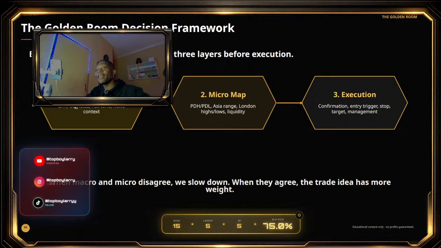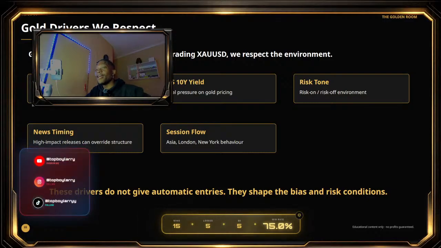And then you have macro bias. This is where we'll be checking the dollar index, US yields, tone, news, and context. Micro map: previous daily high, previous daily low, Asia range, Asia high. Execution: confirmation, trigger entries, and all those good things. The Golden Room has all of these. This is where we get into detail and teach all the clients how the trades work. We already have a website and everything is set up for you.